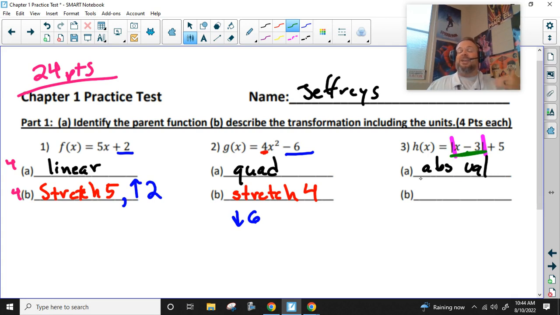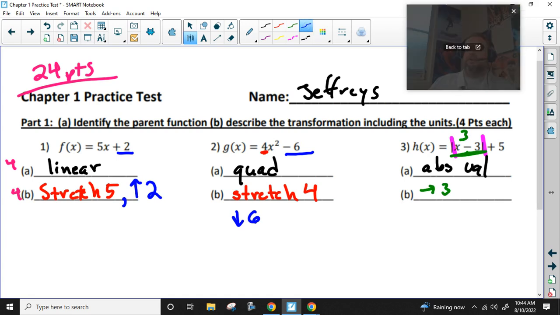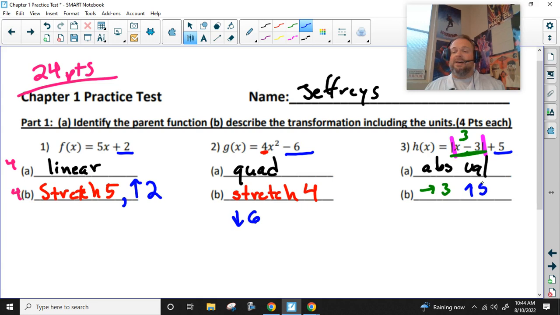Now, right here, we do have an H. Remember, the H value is opposite. So this is actually a +3, so it goes to the right 3. And then our k value is plus 5, so this is up 5.